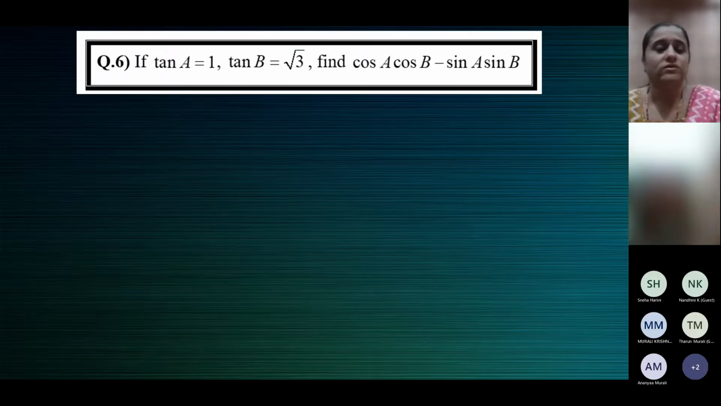So this is the next one. If tan A is equal to 1 and tan B is equal to root 3, find cos A cos B minus sin A sin B.